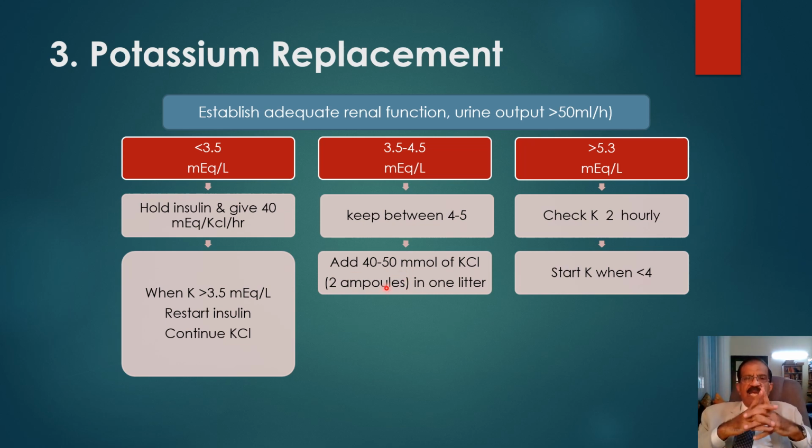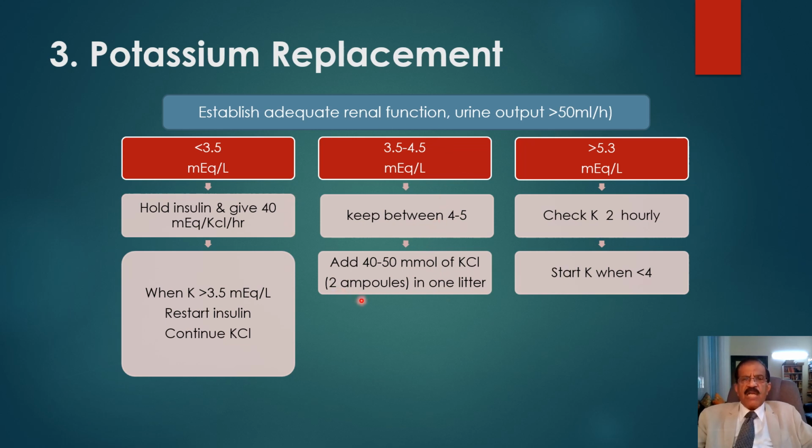Let me emphasize again, replacing potassium is extremely important, despite the fact that at presentation you would see electrolyte tests that show the potassium is normal. Because once insulin is given, once fluids are replaced, the extracellular potassium is going to enter the cell. That is going to result in critical hypokalemia, and that could cause cardiac arrhythmia and may be responsible for death. So don't overlook this potassium.